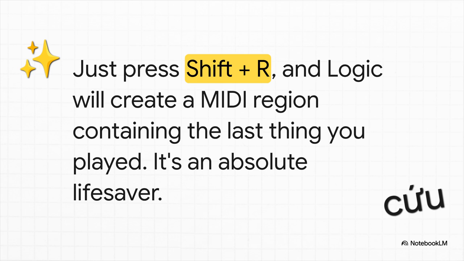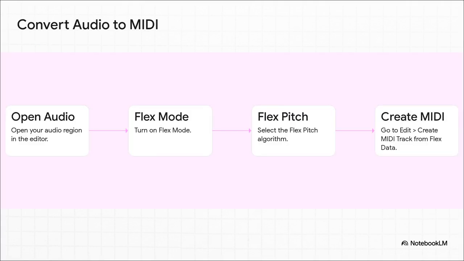It's not exaggeration to say this is a creative lifesaver. Here's another mind-blowing tool for capturing ideas. So let's say you hummed a melody into your voice memos or you've got a cool guitar riff. You can actually turn that audio into MIDI. Just turn on Flex Mode, choose the Flex Pitch option, and Logic will analyze the notes and create a brand new MIDI track from it.